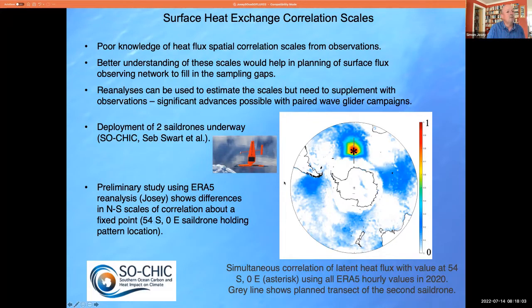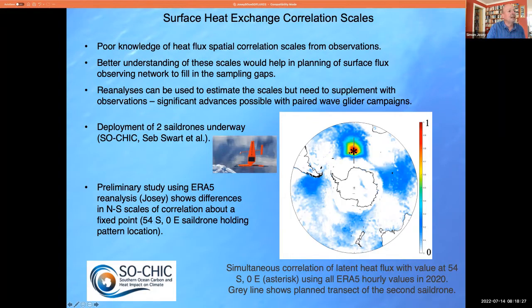So this is now moving on to work I'm involved in courtesy of Seb and JB Sallée, who leads this big European project, an EU project called SOCHIC, Southern Ocean Carbon and Heat, essentially, and all sorts of stuff going on there with lots of field campaigns, lots of model analysis, and so on, lots of people involved.